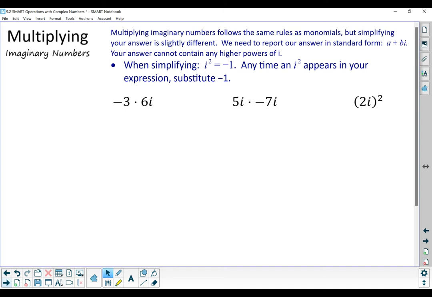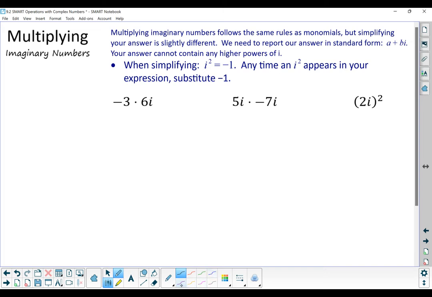When you're multiplying imaginary numbers together, it follows the same rules as monomials, but simplifying your answer is slightly different. We have to report our answer in standard form, a plus bi, and your answer cannot contain any higher powers of i. For example, your answer can't have an i squared in it. Anytime i squared shows up in your expression, you need to remember that i squared is equivalent to -1. So you can substitute a -1 into your expression for i squared.